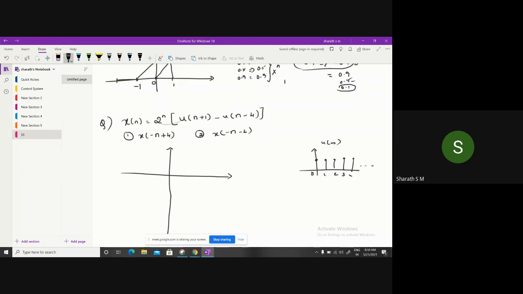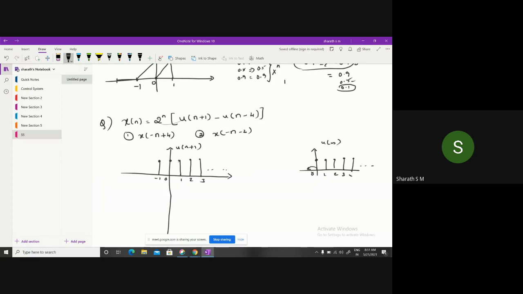So u of n plus 1 has minus 1 in the shift, so the signal will take the left shift by 1 time. From 0 it will shift to minus 1. So the signal starts from minus 1 and then 0, then 1, then 2, then 3, and so on. So this is u of n plus 1.